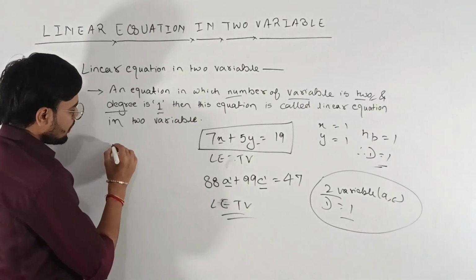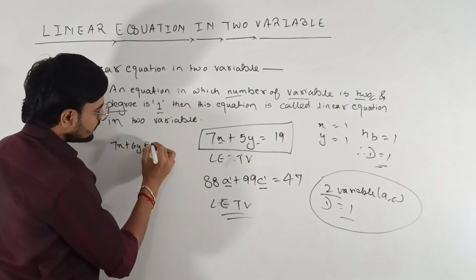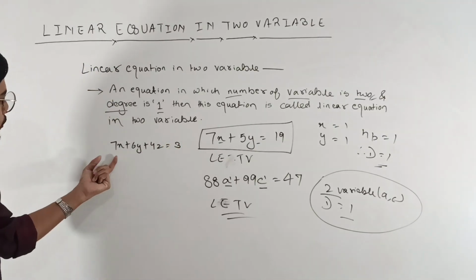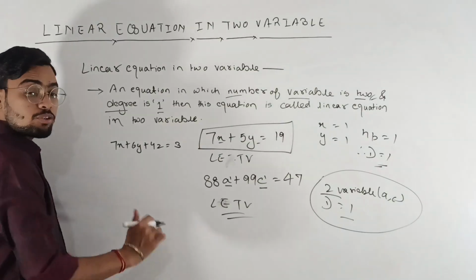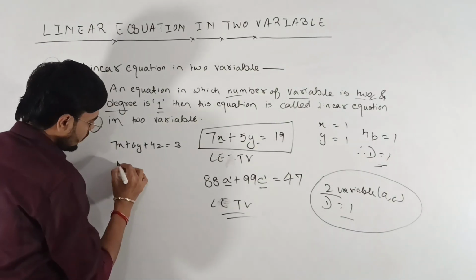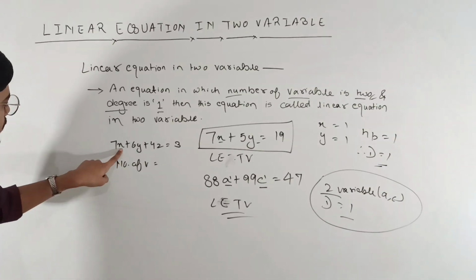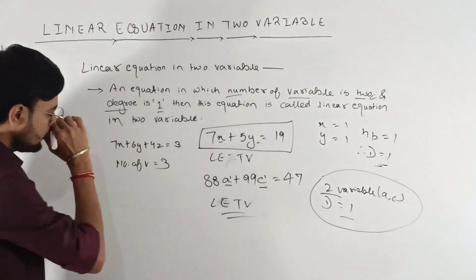Suppose we have an equation 7x plus 6y plus 4z is equal to 3. Now again we have to check whether this equation is a linear equation in two variables or not. For this, first we check the number of variables. Here one is x, second is y and third is z. The number of variables is 3.